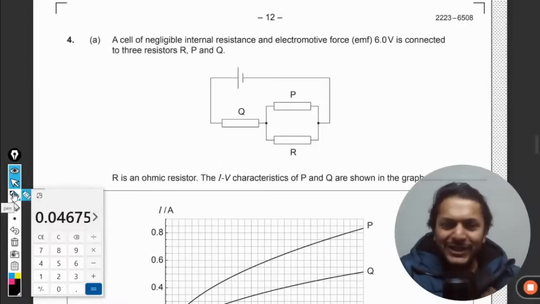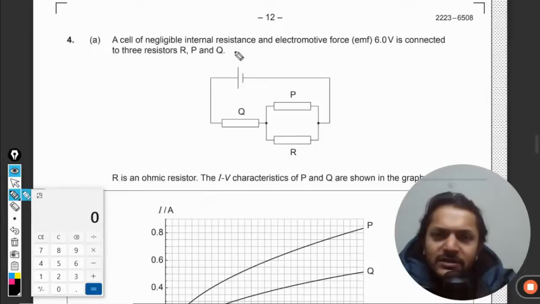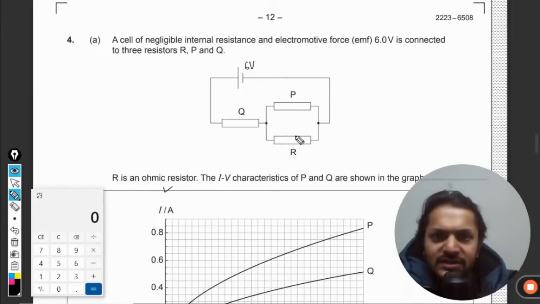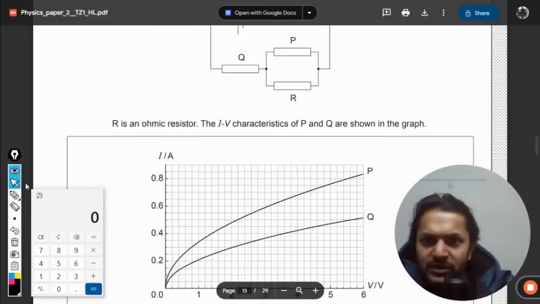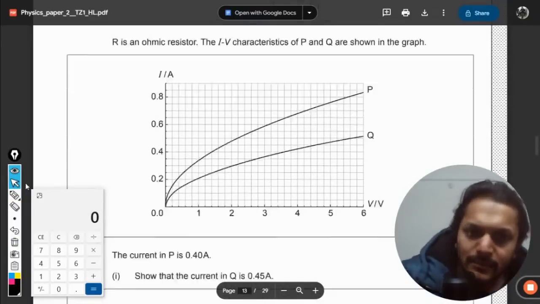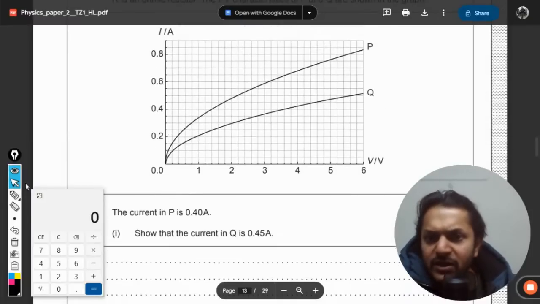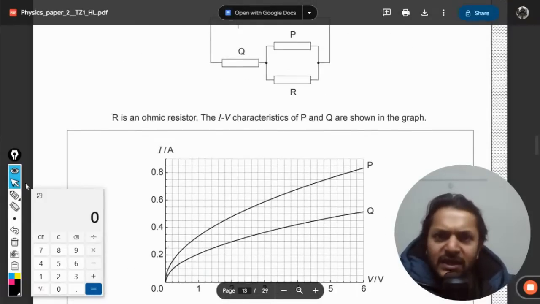Okay, dear student, let us see what is there in this question now. A cell of negligible internal resistance and electromotive force 6 volt is connected to 3 resistors P, Q, R. R is an ohmic resistance and the IV characteristics of P and Q are shown. So these are non-ohmic and the characteristic is shown here. The graph is shown. The current in P is 0.4 ampere. Show that the current in Q is 0.45. Current in P is 0.4 and Q is 0.45. So P and Q.